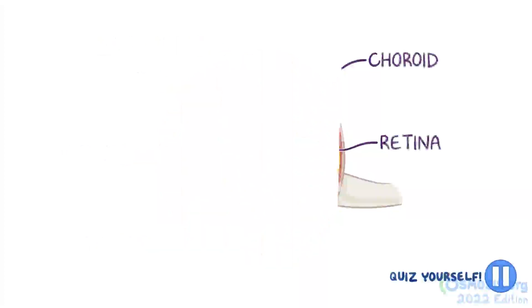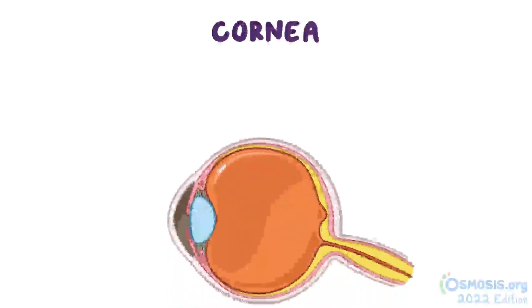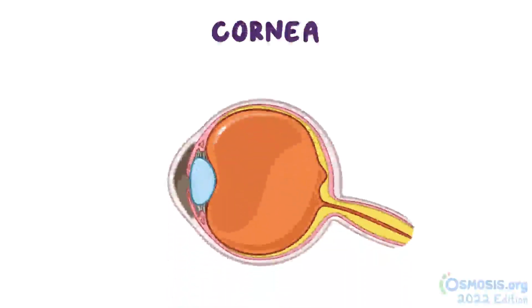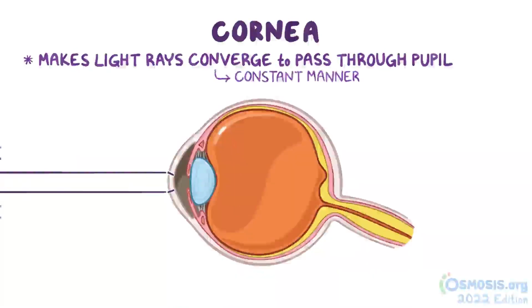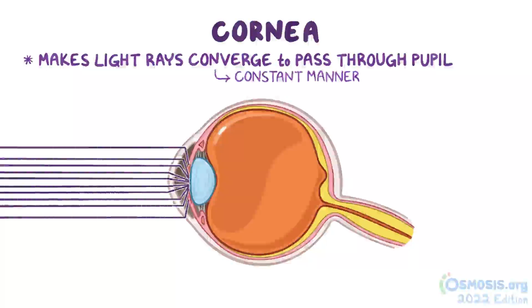Let's take a bit of a closer look at some of the ways we are able to modify the path of light as it enters our eyes. The cornea, being the first and the most powerful refractive medium, makes the light rays converge to pass through the pupil. It does this in a constant manner, which means it always changes the direction of light at the same angle because the curvature of the cornea remains the same.